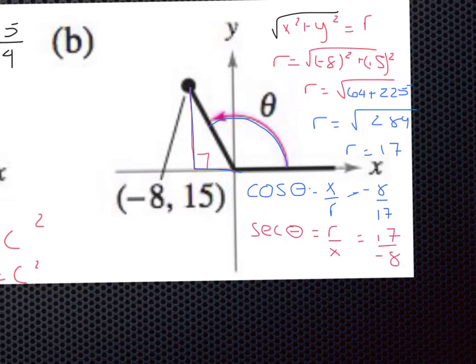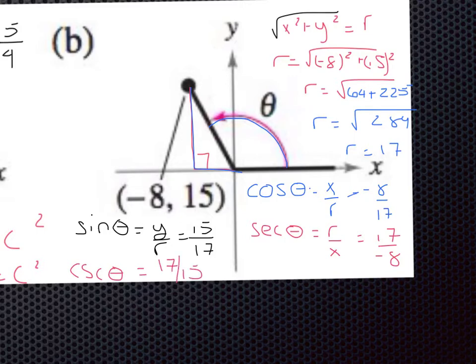Now let's find sine of theta. Remember, that's y over r. Y is 15, r is 17. Now I'm going to find the reciprocal of that, which is cosecant. So that's going to be 17 over 15. And now I'm just missing tangent and cotangent. Tangent of theta is y over x. So 15 over negative 8. And cotangent, negative 8 over 15.